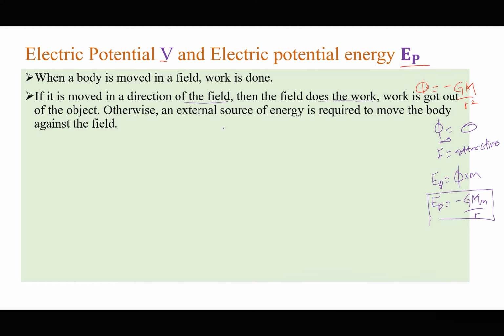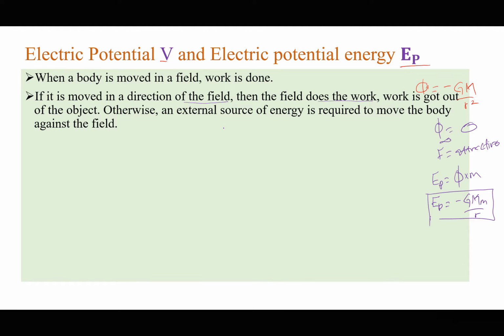Actually, we say potential energy decreases because work is normally got out of the object. In moving an object from infinity to a point in a gravitational field, you are moving it in the same direction as the gravitational field.